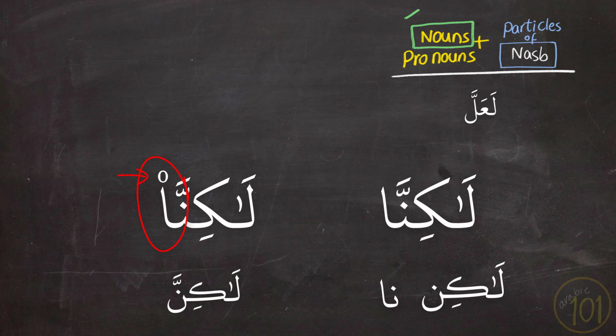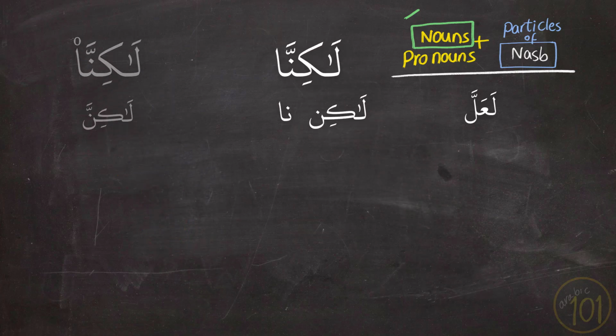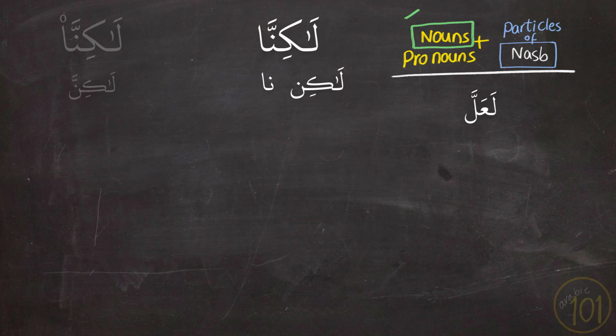This alif has the zero sign on it, which means that it should not be pronounced when you keep on reading. But if you stop at the word, you will pronounce the alif. And here is the difference in pronunciation between the two words.